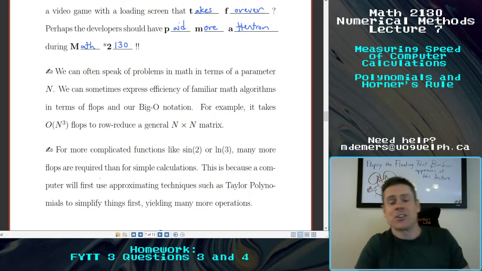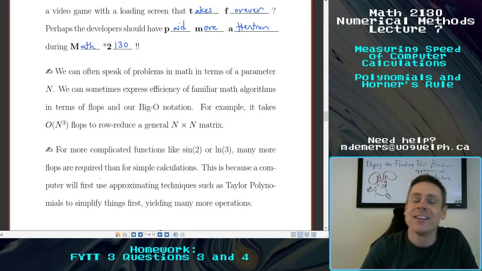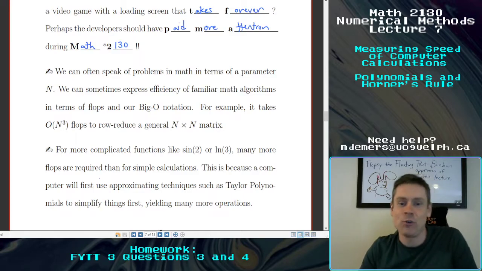For more complicated functions, because this is always something that people ask, suppose you have a sine of 2 or a ln of 3 or something like that.